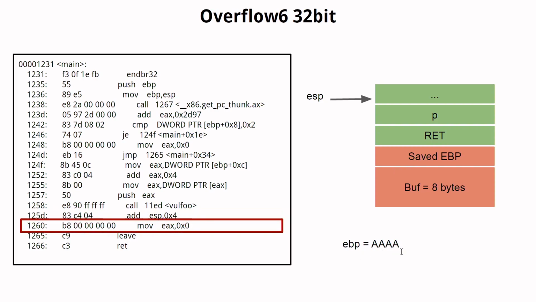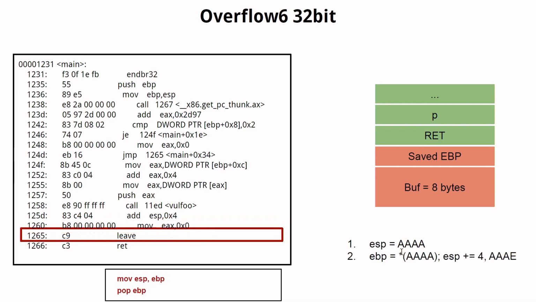Now we move 0 to EAX. The reason we do that is the main function is going to return 0. We put the return value in the register EAX. Then after that, the main function will also do a leave. And the leave is equivalent to 2 instructions. The first one is move EBP to ESP. The next one is pop EBP. So let's see how that works.